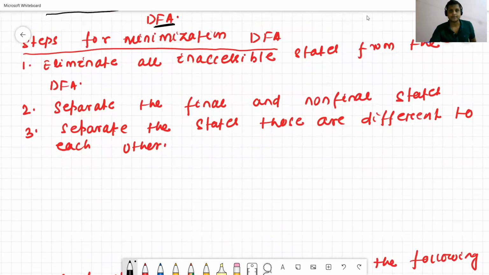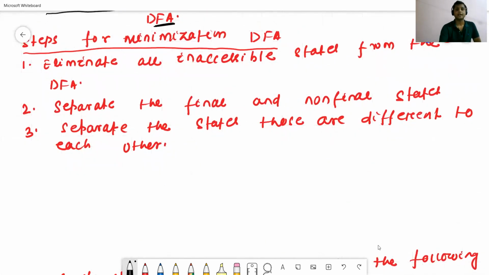These are some steps. First, eliminate all inaccessible states from the DFA. The second step, separate the final and non-final states. Third step, separate the states that are different from each other. Okay, first try to understand: eliminate all inaccessible states. What is the meaning of this?